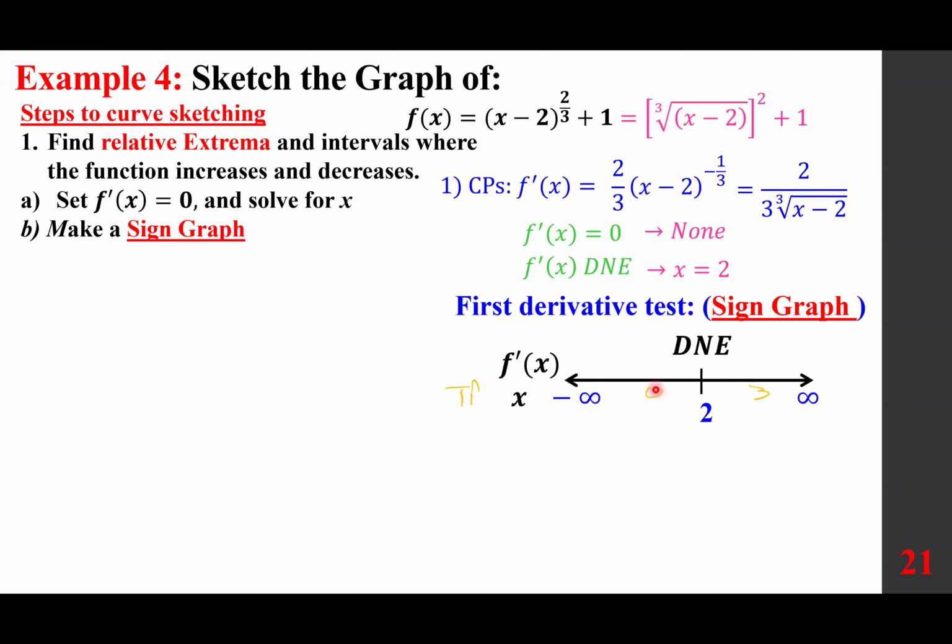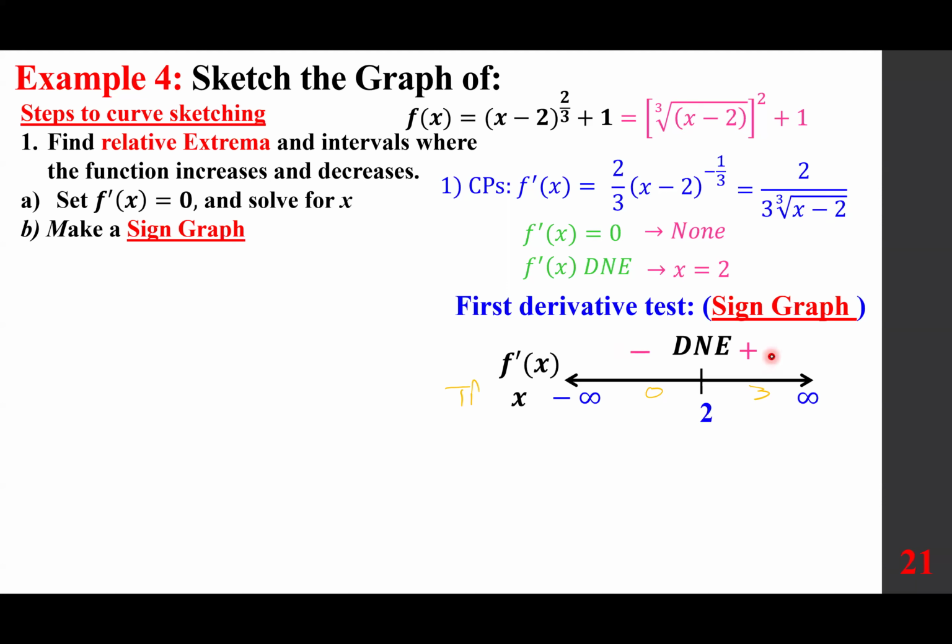If I plug in 0 here, we are looking at f prime. I get negative. Cube root of negative is negative, times 3 is still negative, 2 divided by negative is still negative. So 0 gives us negative. What about 3? 3 minus 2 is positive. Cube root of a positive number is positive. Everything becomes positive. So negative and positive.